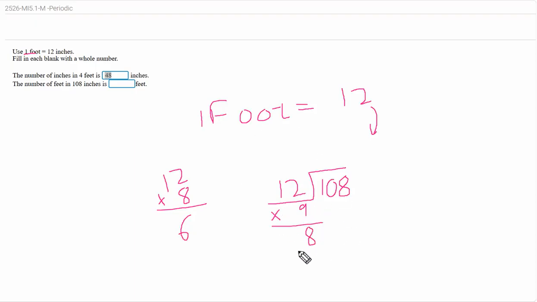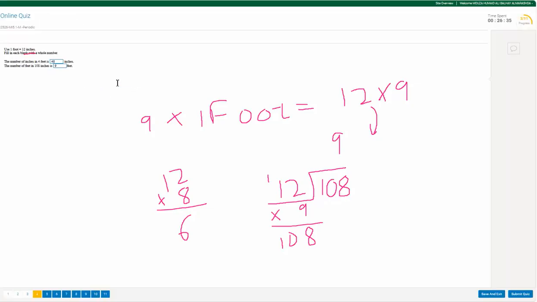9 times 2 is 18. 8 here, 1 up, 9, 10. There you go. It's 9. So you figured out 12 times 9 is 108. So you also do it on this side. 9 times 1 is, there you go, 9.